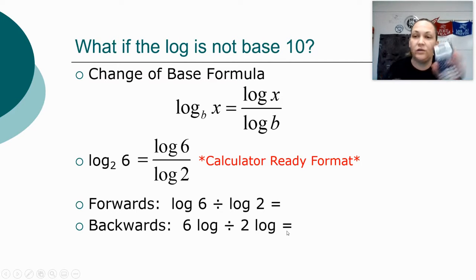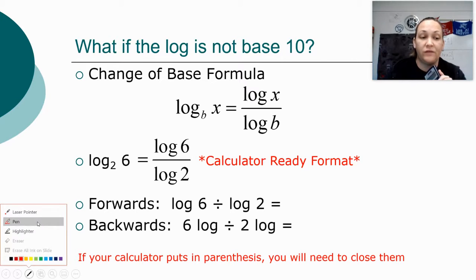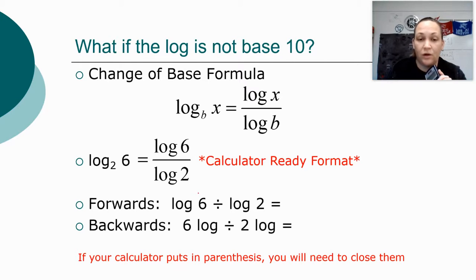If you're using a calculator like this one, it's going to put some parentheses immediately following the word log. You're going to need to close those parentheses before hitting your dividing sign. So I think the calculator automatically types in an open parenthesis right here. Make sure to close that off so that you are only taking the log of 6, and you're not taking the log of 6 divided by the log of 2. So if your calculator types in its own parentheses, make sure to close it after the number.